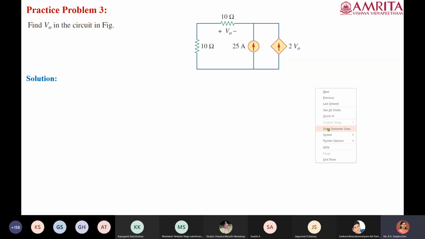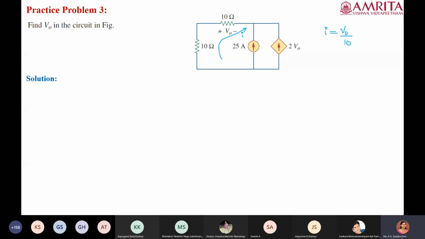When they are in series, the same current has to flow through them. Now, we do not know the voltage drop across the first 10 ohm, but we know the voltage drop across the second 10 ohm. So if the current flowing through this branch is I, based on this V0, we can write I is equal to V0 divided by 10.